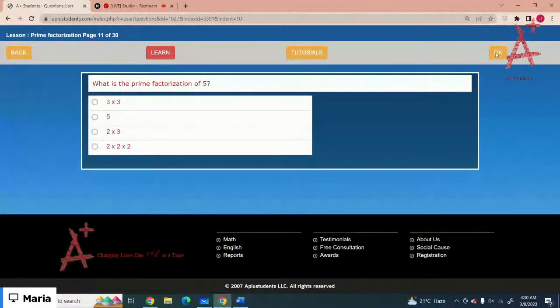Prime factorization of 5 is? Yes, it is 5. Just 5 is the correct option. Got it? That is the only prime factor for 5 here.